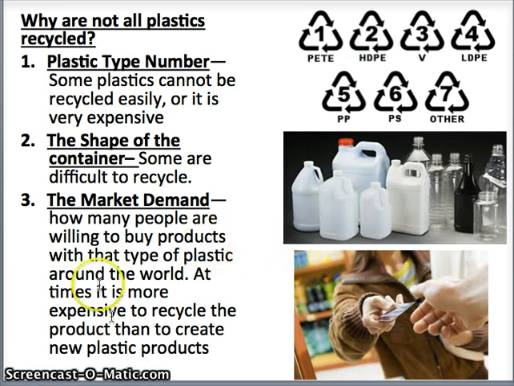And finally, the market demand. So depending on how many people are willing to buy products with a certain type of plastic around the world, it becomes more expensive to recycle certain plastic products than to just buy new plastic and make more of the same plastic. So again, there's a lot of different factors around not all plastics being recycled.